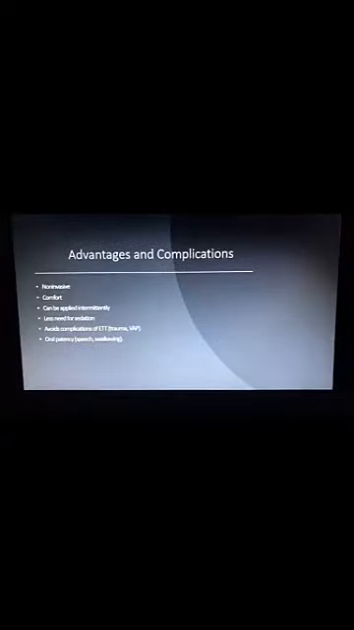Now we'll talk about the advantages and complications. The first and most important advantage is it's non-invasive, no need to insert anything inside the body. Comfort, can be applied intermittently, less need of sedation, avoids complications of endotracheal tubes, oral patency. And the complications are mask discomfort, facial skin ulcer, leak, gastric insufflation, aspiration, and nasal and oral dryness.